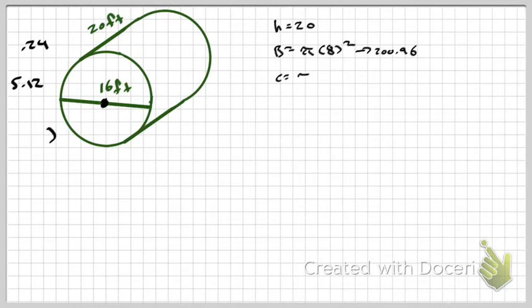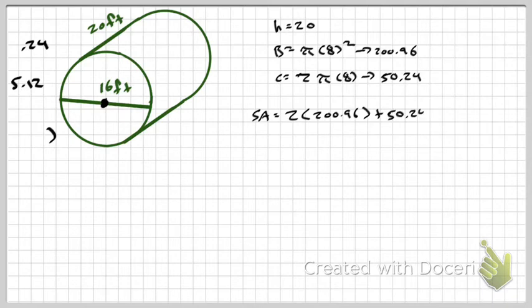And then my circumference would be 2 pi times my radius. So 16 times 3.14 gets me 50.24. So then our surface area formula, 2 times the area of one of my bases plus circumference times my height. So 50.24. Like we just used that number, didn't we? Weird. Okay.